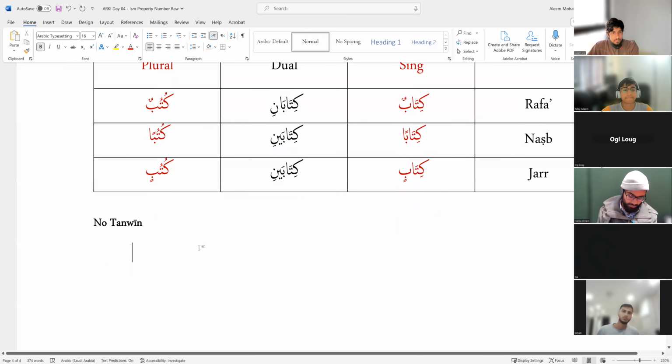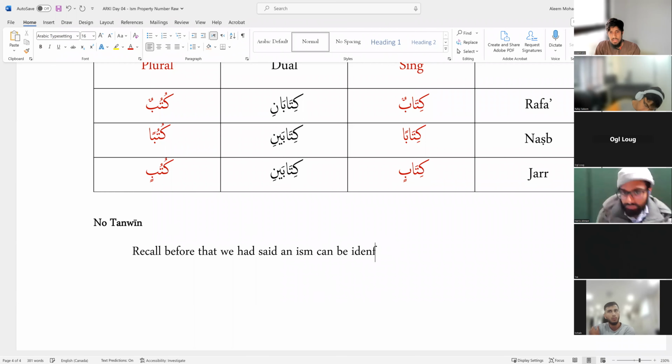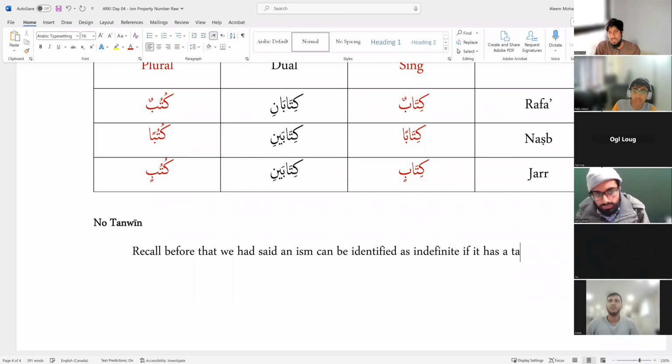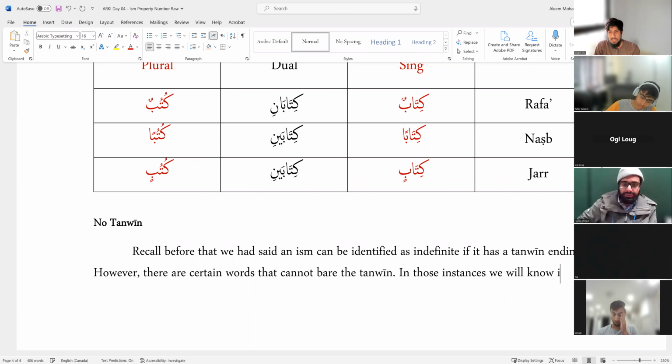Okay. So, before that we had said an ism can be identified as indefinite if it has a tanween ending. However, there are certain words that cannot bear the tanween. They're just not going to take it. In those instances, we will know it as indefinite by the omission of alif lam.